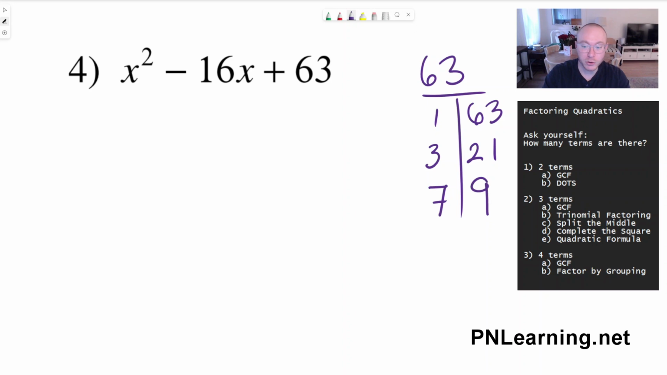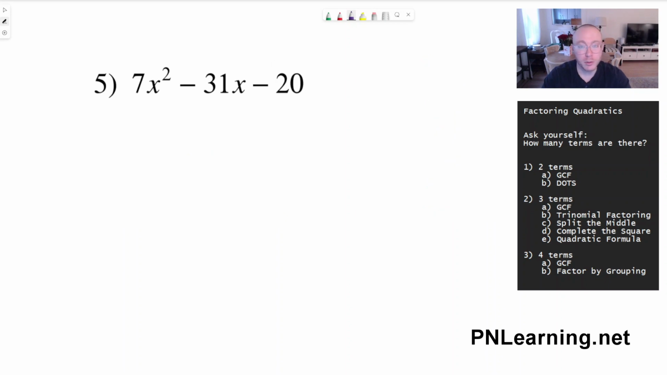And now let's go ahead and try to see which one of these can add up to negative 16. In this case, it looks like 9 and 7 would add up to positive 16, so we're just going to adjust those, right? Make that negative 7 and negative 9, and you're all set. You'll then write this as x minus 7 and x minus 9.